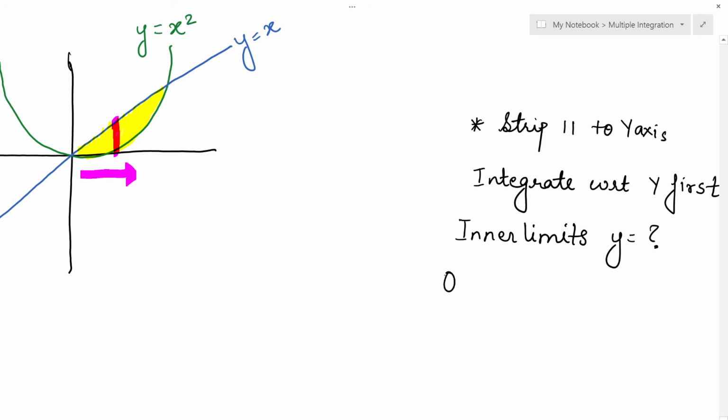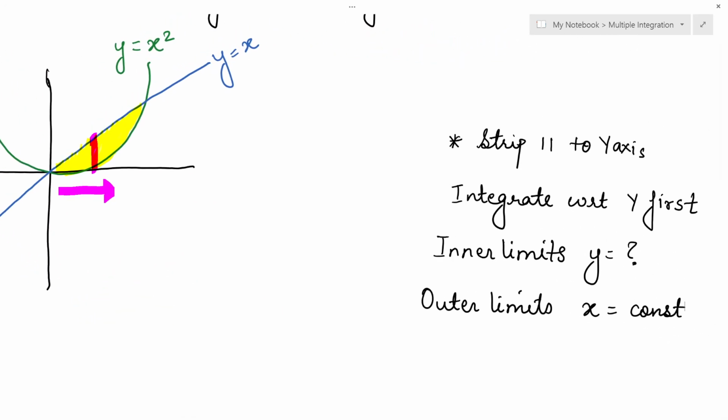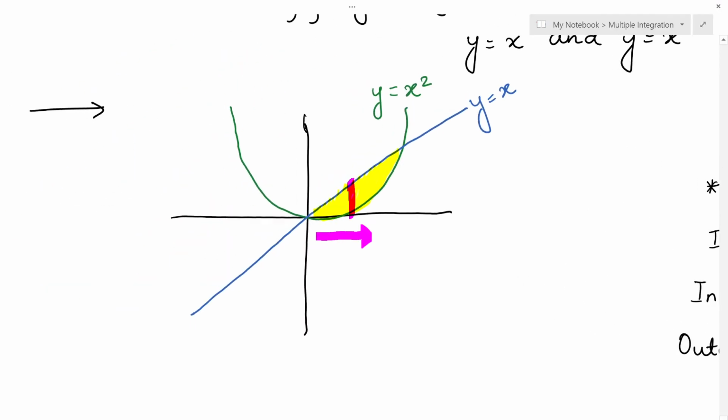Then the outer limits again are constant. The x is equal to some constant term. Okay, here it is a function of x and here it is a constant. So this is what you need to remember. If the strip is parallel to y-axis, you will integrate with y first. The inner limits are y is equal to question mark and outer limits are some constant term. Okay. Now this is in rough, just for your understanding I have made you write. No need to write in the question or the example.